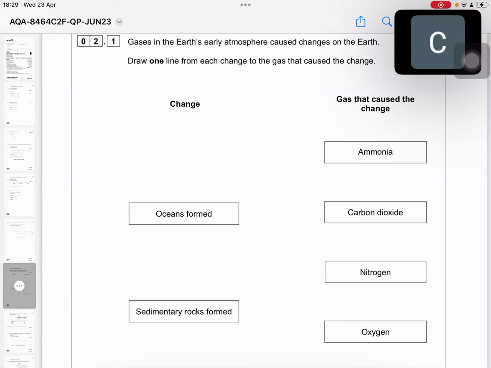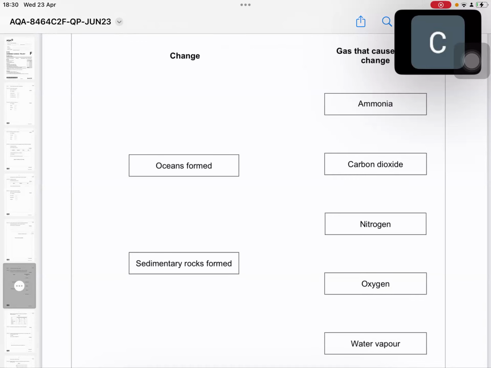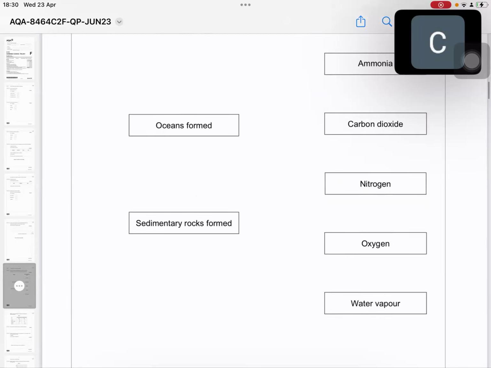I'm not too sure about this one. I think we should just save time. Let's go to the marking scheme. Sedimentary rocks, I'm not too sure of it, but what does the marking scheme say? Sedimentary rocks is to carbon dioxide, and oceans formed is water vapor. Interesting. Carbon dioxide and water vapor.